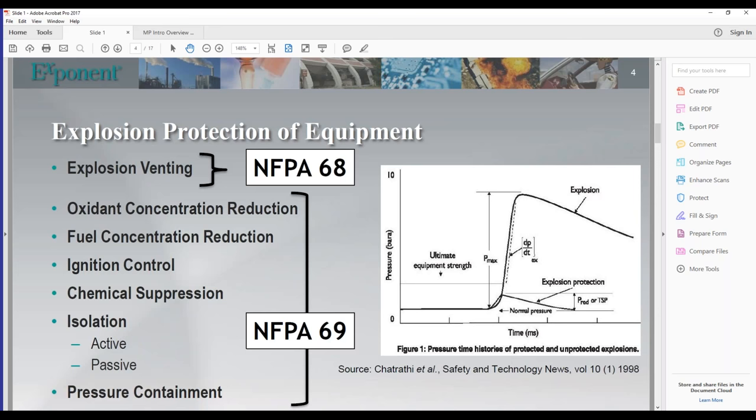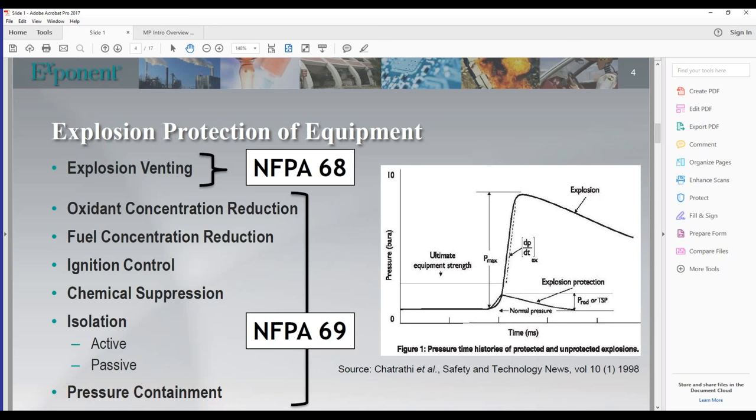So the methods are really sort of summarized here. In NFPA 69, you don't actually have an explosion because there's no rupturing, but what you're doing is preventing a deflagration or mitigating a deflagration. In NFPA 68, you actually have bursting of the relief vent, so there is an explosion occurring that you're venting.